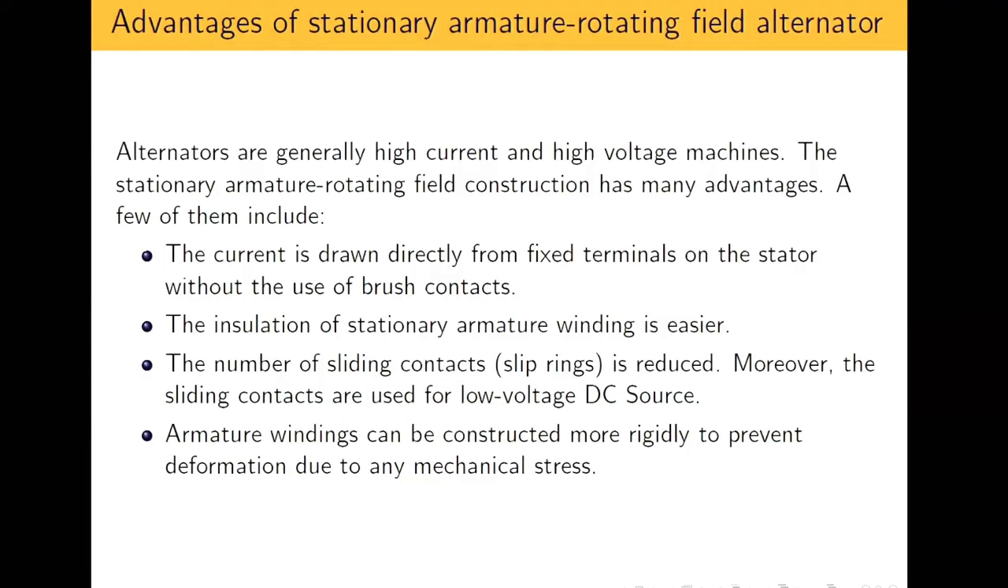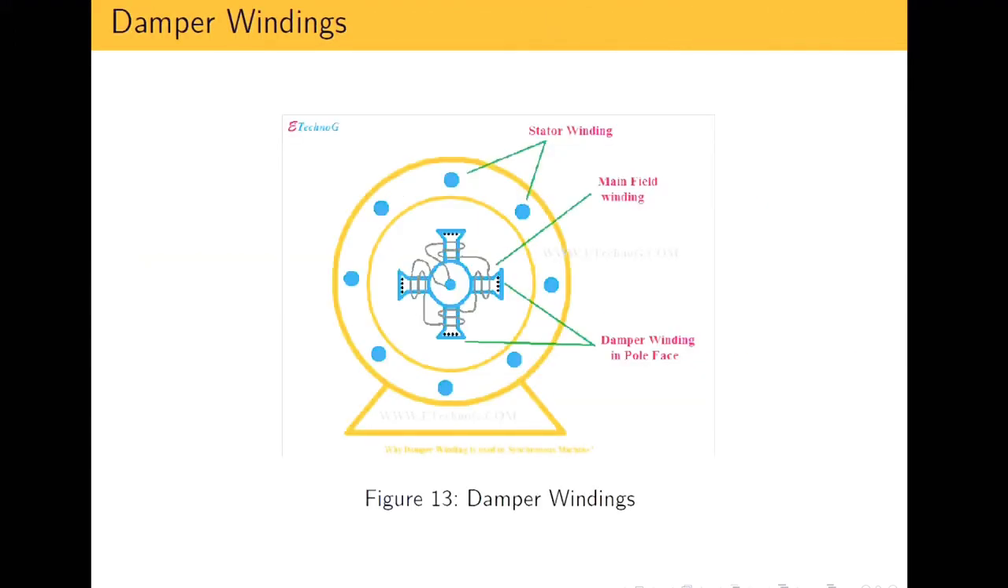So these are the four advantages of stationary armature, and this can be a 4-mark question. Now let us see what is a damper winding. What are the advantages? What is the purpose of damper winding? We'll try to see.